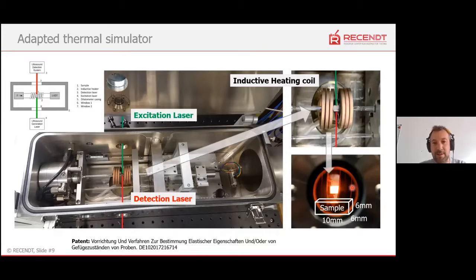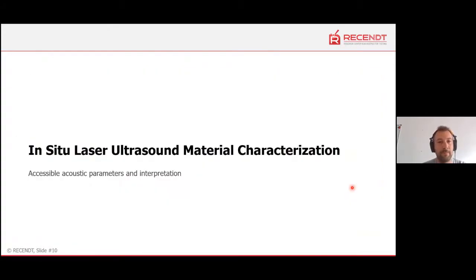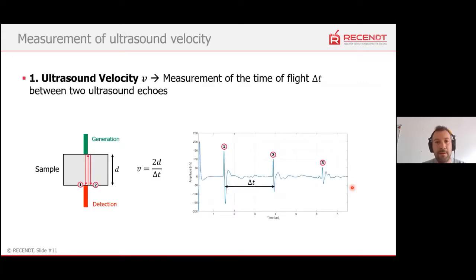So what are the accessible acoustic parameters and their interpretation? I want to give you an overview now. The first parameter we can measure is the ultrasound velocity, which is a direct measurement of the time of flight, the delta t, between two ultrasound echoes. So the ultrasound wave is traveling through the material and we get the first echo here. And for the second echo, the ultrasound wave has traveled 3 times through the material. So we can directly calculate the velocity when we know the thickness of the material.